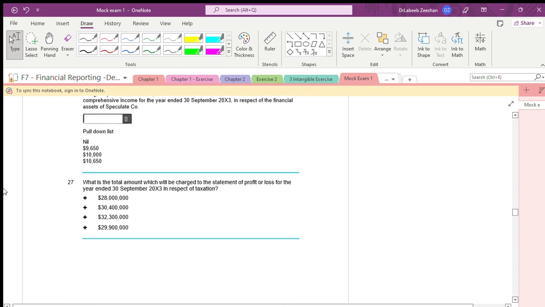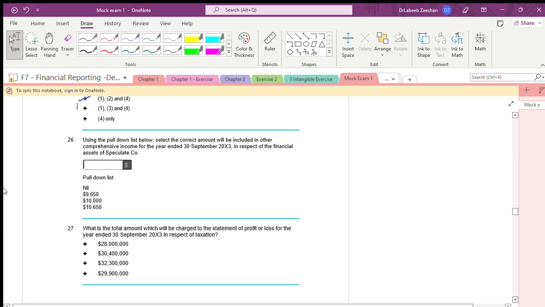Yes. Next. Using the pull down approach, select the correct amount to be included in OCI with respect to financial assets.